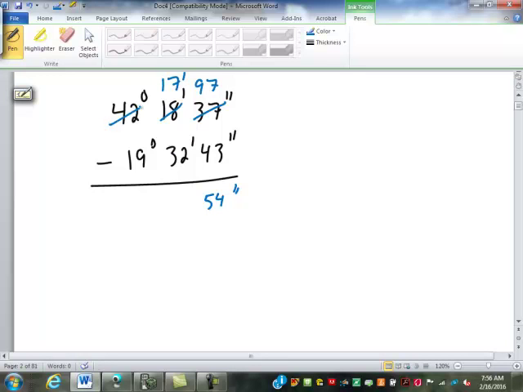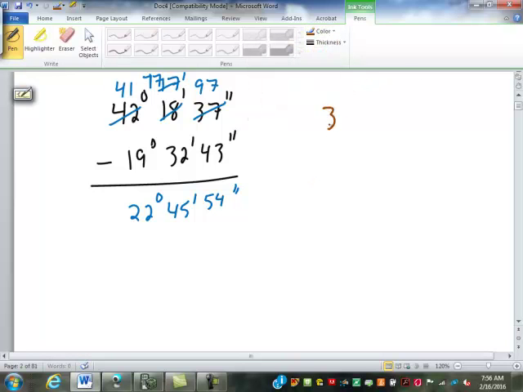17 minus 32, again, we're going to borrow. This is now 41, and this is 77, right? We added 60. 77 minus 32 is 45. 41 minus 19 is 22.